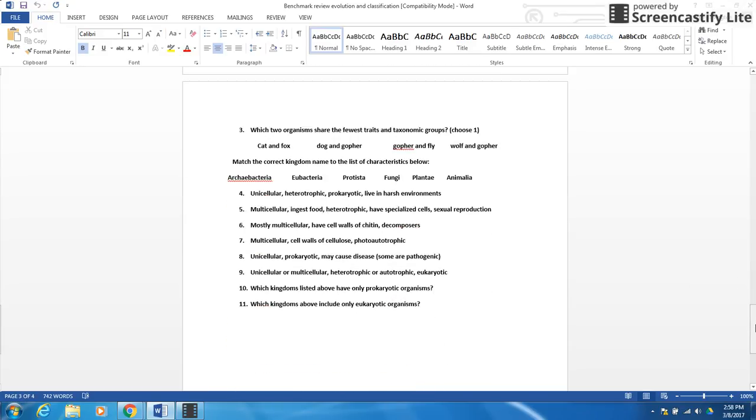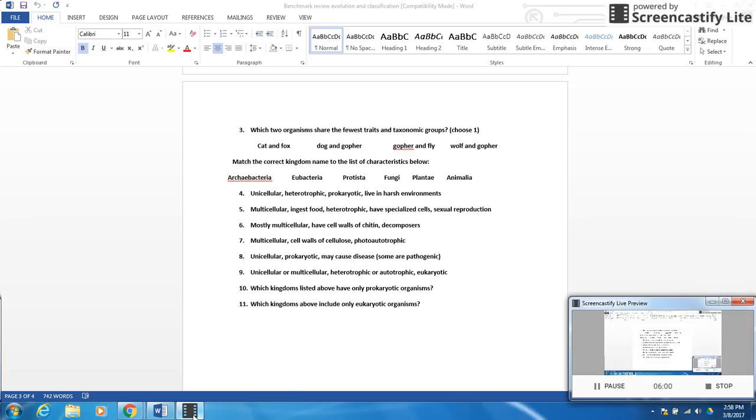All right, number 4. Unicellular, heterotrophic, prokaryotic, lives in harsh environments. That's archaebacteria. These are just vocabulary. Multicellular, ingest food, heterotrophic, have specialized cells for sexual reproduction. That's an animal. Mostly multicellular, have cell walls of chitin and decompose. That's fungi. Multicellular, cell walls of cellulose, photoautotrophic. Photoautotrophic should give you immediately and tell you that it's a plant.